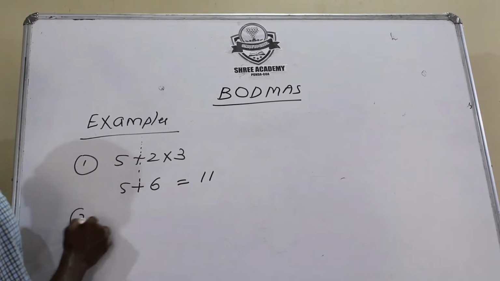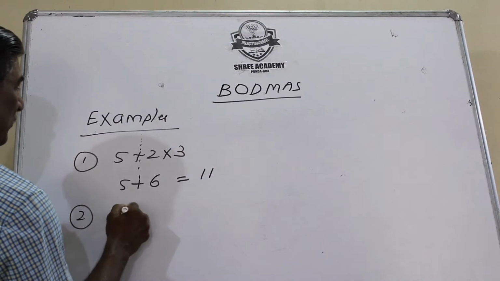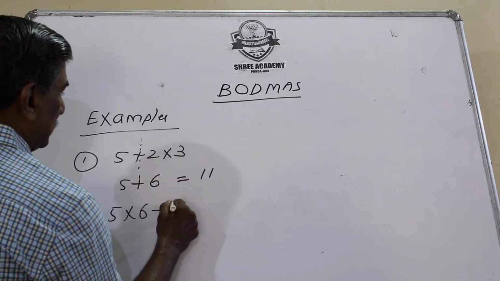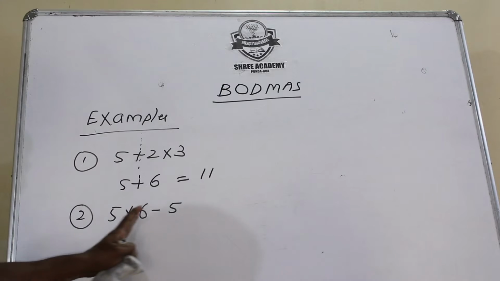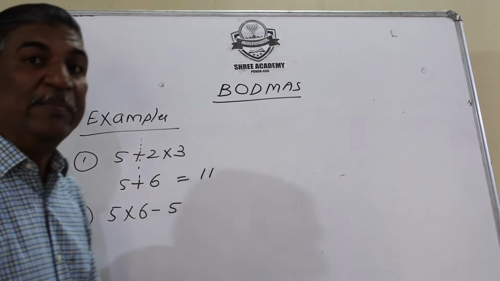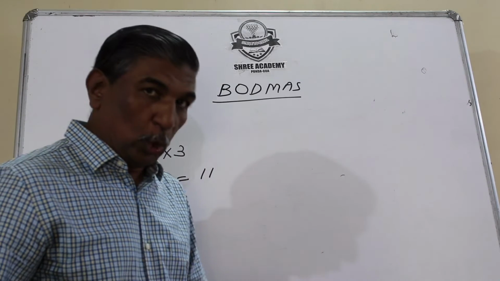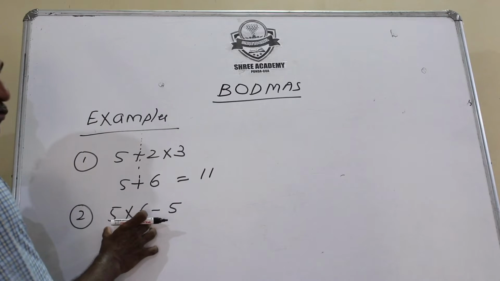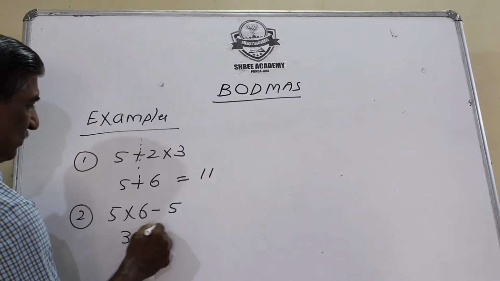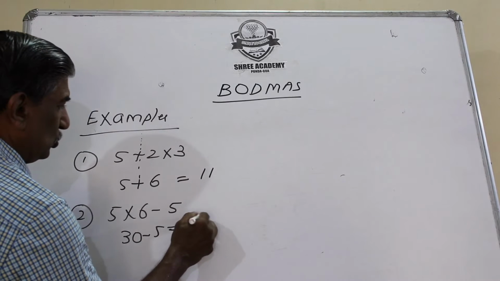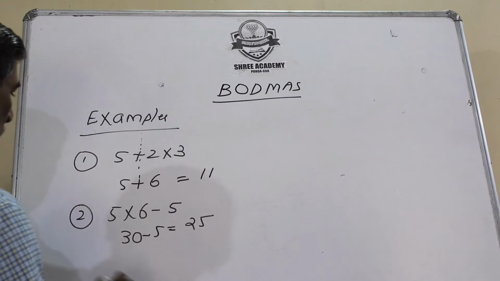The second one, supposing I am having 5 into 6 minus 5. Again here we will see this negative sign means nothing but a wall. So we have to first go for this multiplication. It is 30 minus 5 is equal to 25.